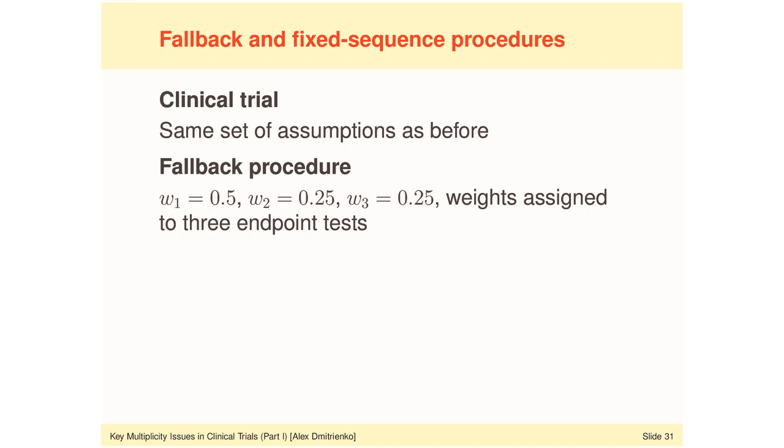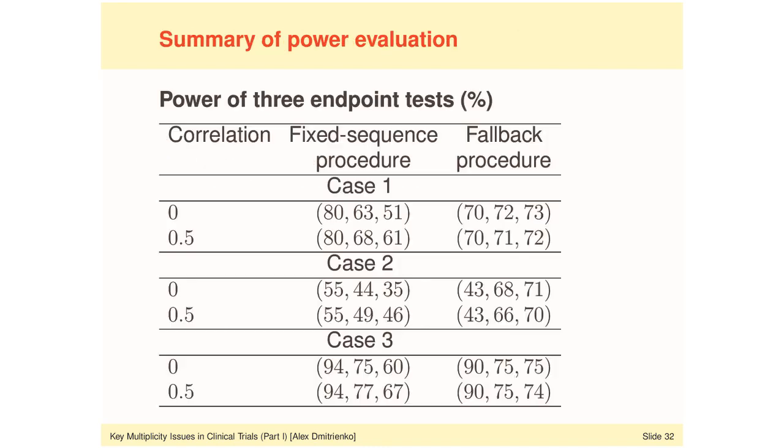And when the fallback procedure is applied, then the weights will be assigned as shown on the slide. Half of the total weight is going to be assigned to the first hypothesis, and then 25% and 25% will be assigned to the hypotheses H2 and H3. Here's a summary of the simulation study, and I fully recognize that there's a lot of information in this table, so I'm going to walk you through it.